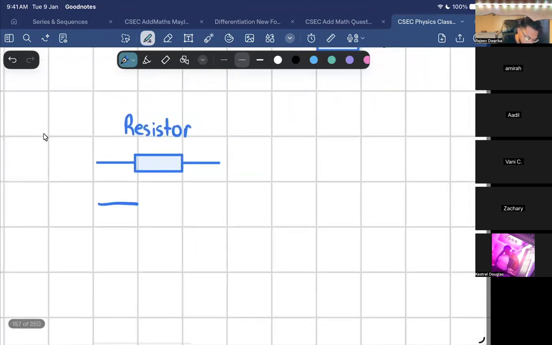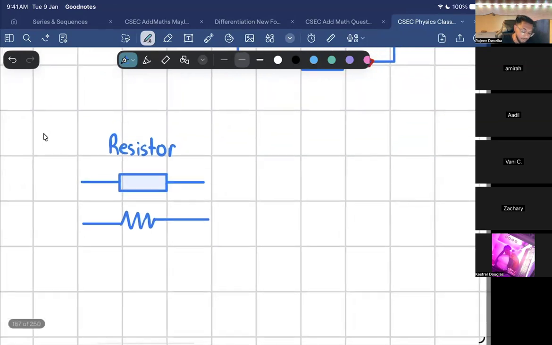Another symbol for a resistor is this. Did you all ever see this before? Yes, sir. Okay, now you know it. And a resistor resists the flow of current.